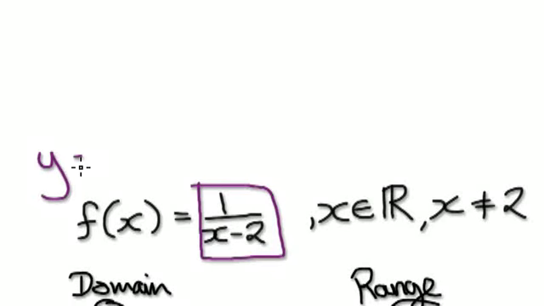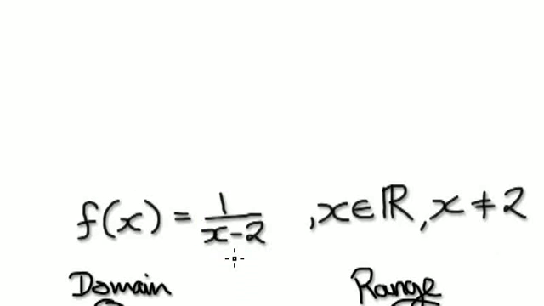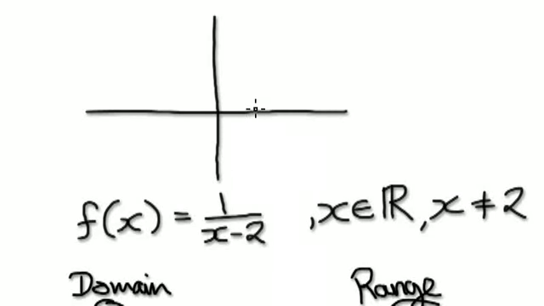Just bear that in mind. The minute you see something like this, it's quite similar to 1 over x. But the thing is, something weird happens at 2, when x equals 2. So when you come to sketch this, something weird happens at 2. Just bear that in mind.